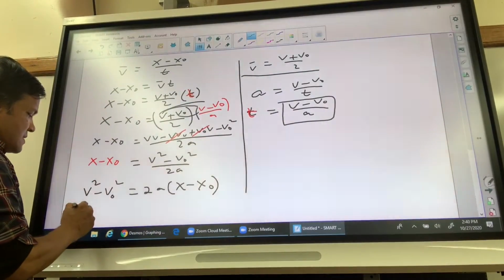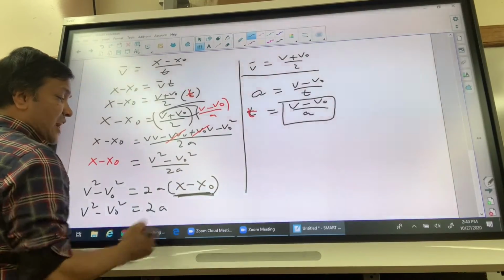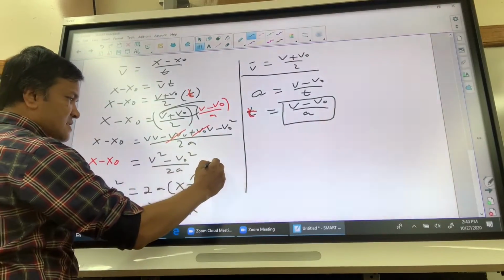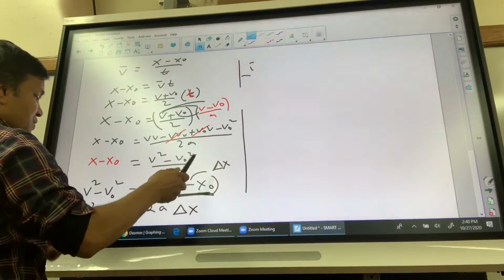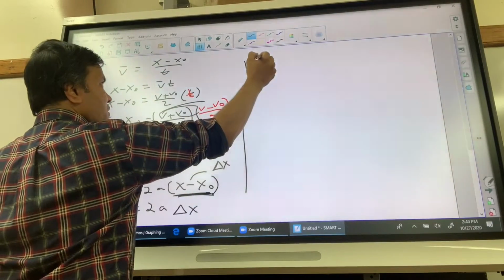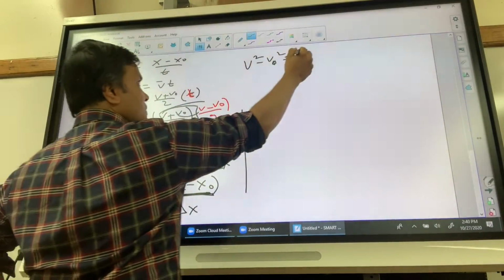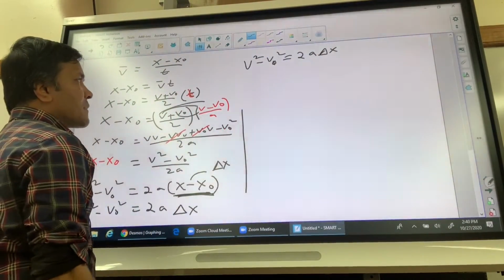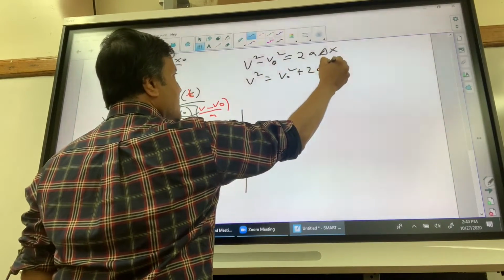Okay. Now we can simply write v square minus v naught square is equal to 2a times this, the change of x, change of position. So change of position means delta x. This is change of position. Don't forget that. Now I'm going to rewrite this equation over here so that we can simplify. V square minus v naught square is equal to 2a change of position. Okay. Now we're going to write v square is equal to v naught square plus 2a delta x.